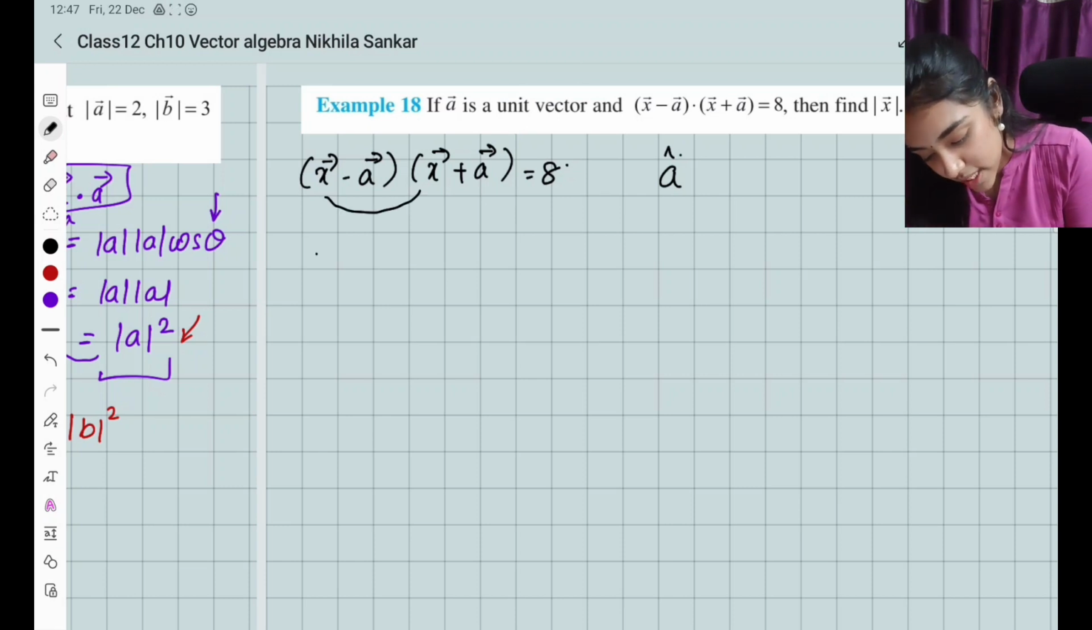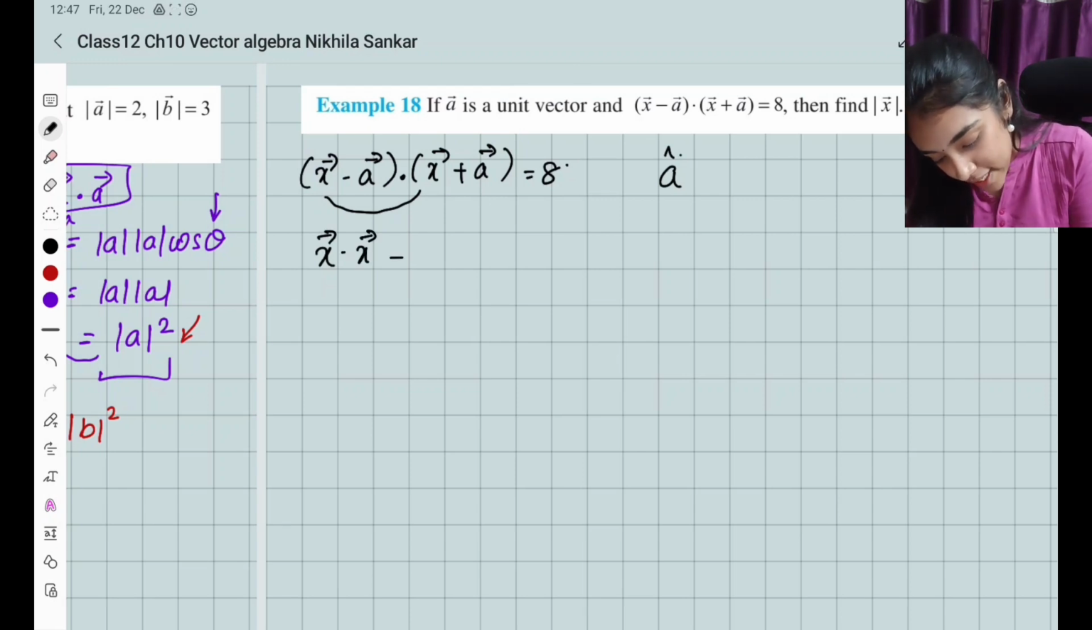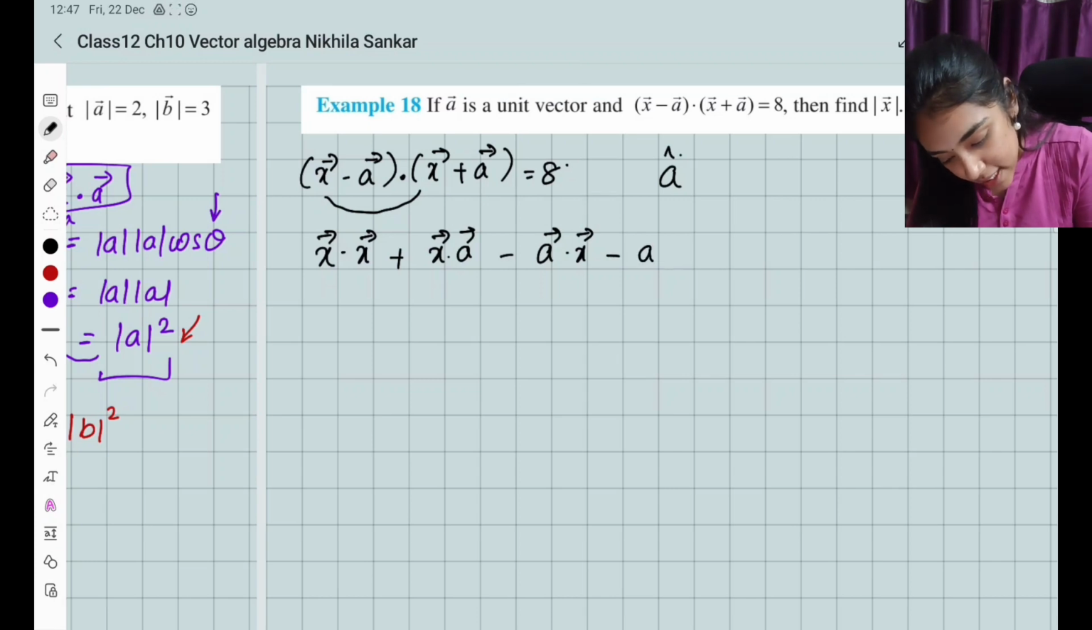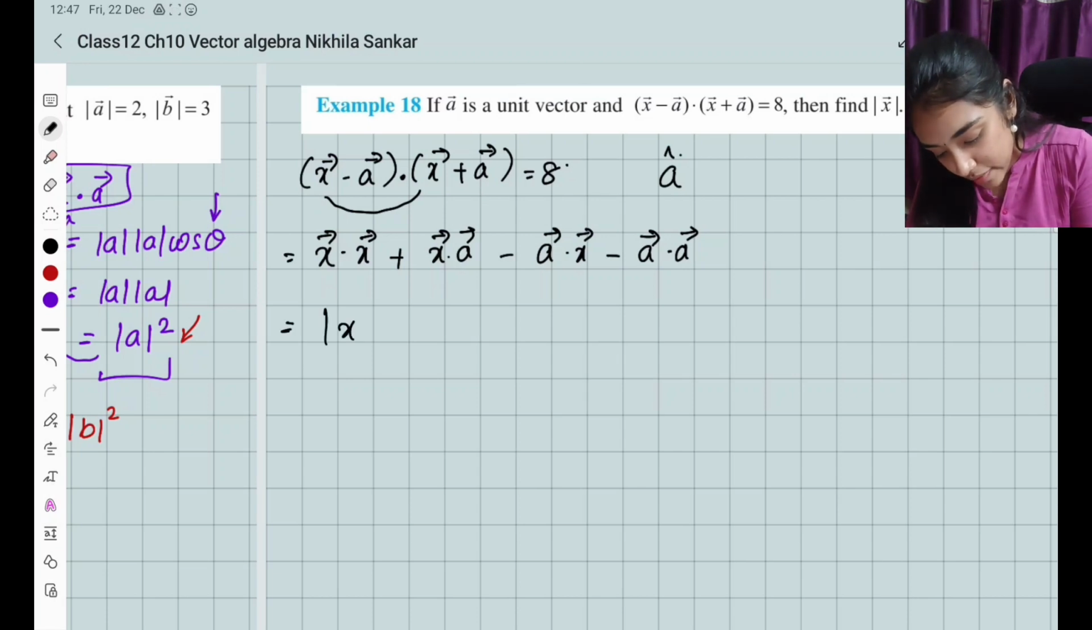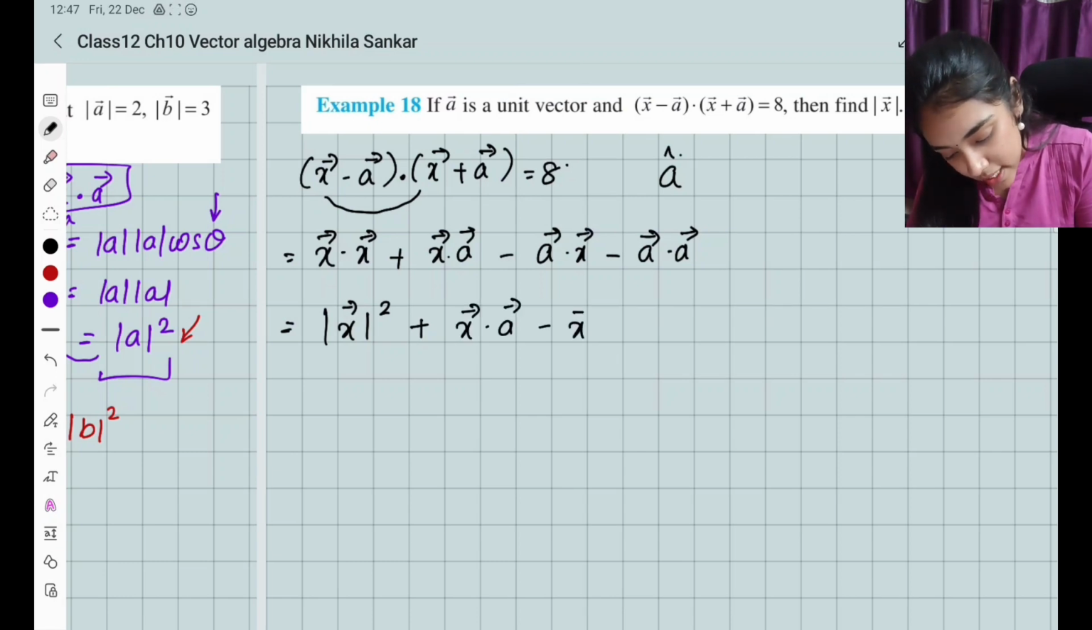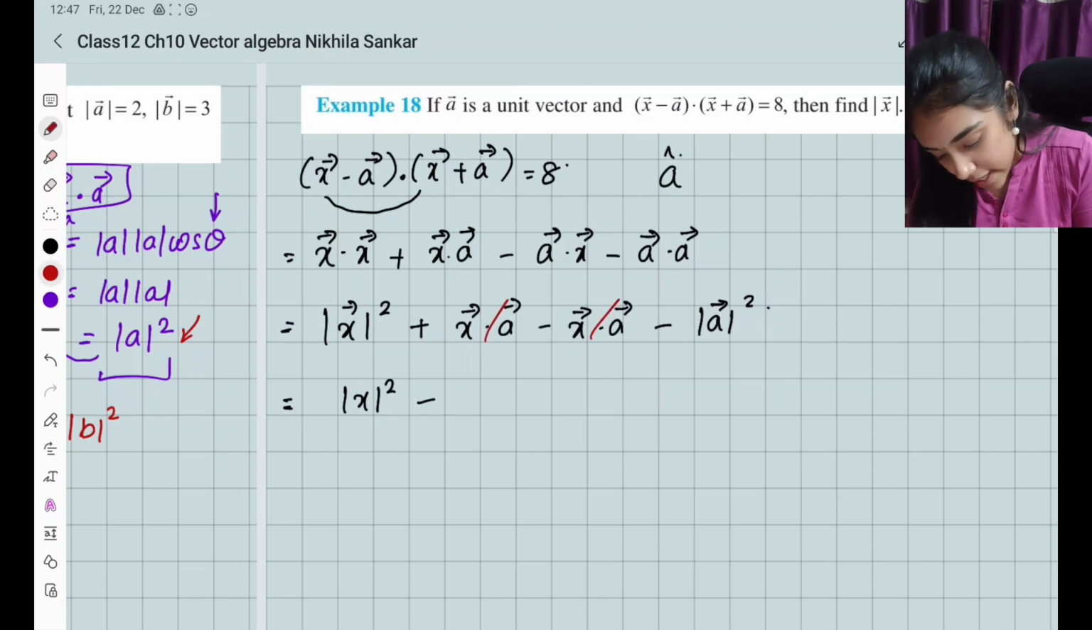So, now let me multiply what is inside. So, I have x. This is the dot product. So, x dot x plus x dot a minus a dot x minus a dot a. Okay, basically I multiply one term at a time. We just saw this in the previous question. So I have mod of x square plus x dot a minus x dot a by commutativity, minus a vector the whole square. So this is going to be mod x the whole square. This gets cancelled and I'll be left with minus a vector the whole square and this is given to be 8.